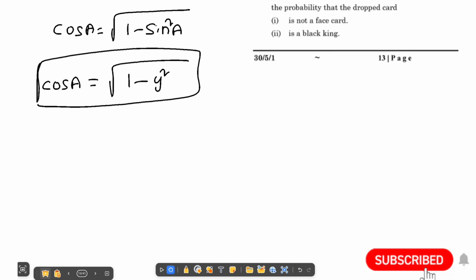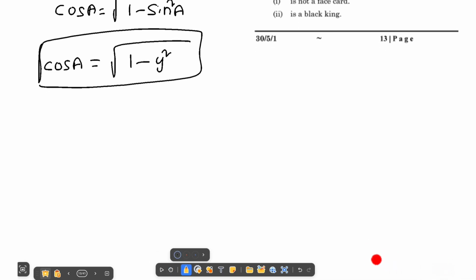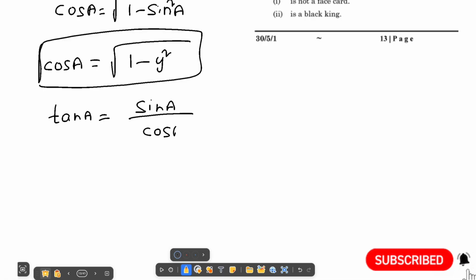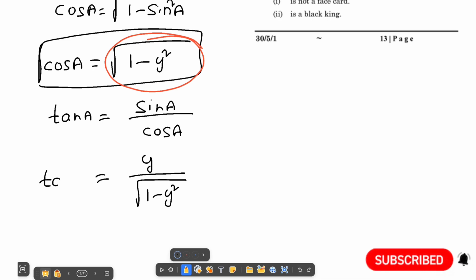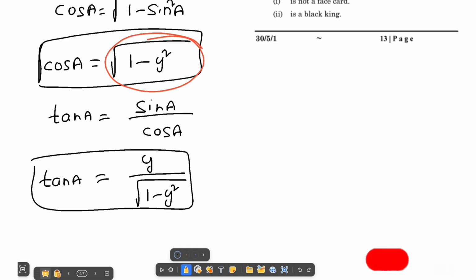Now let's take tan A. We know that tan A can be written as sin A by cos A. Already the sin A value is y, and the cos A value we just found: the square root of 1 minus y square. So tan A is y by the square root of 1 minus y square. So we have expressed cos A in terms of y and tan A in terms of y. So this is the answer.